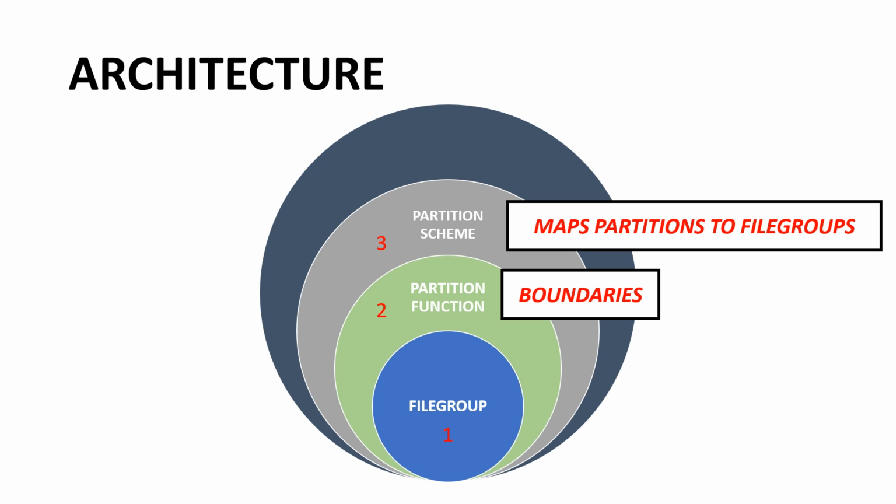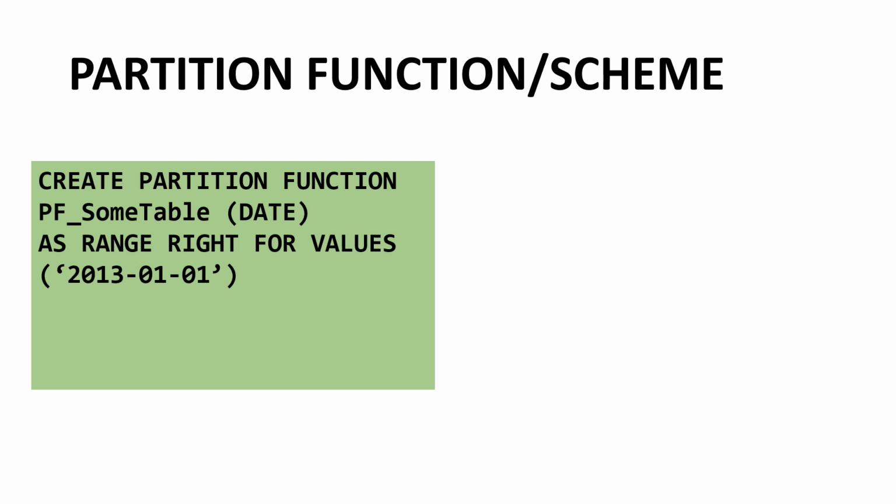Then you have something called a partition scheme. And the partition scheme must reference the function, which is why you create the function first. And the partition scheme tells SQL Server how to map those boundary points to file groups on storage. So you create a table on a partition scheme, which references a partition function, and ultimately that maps to a file group. This is the basic concept.